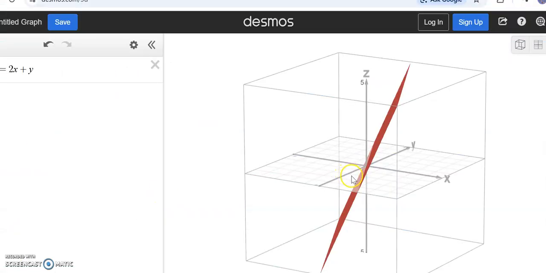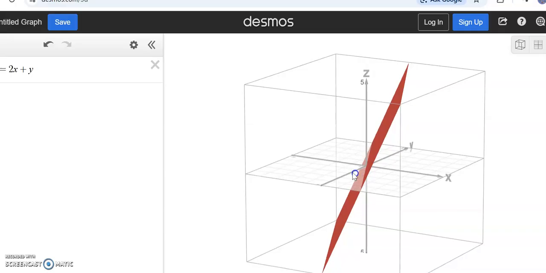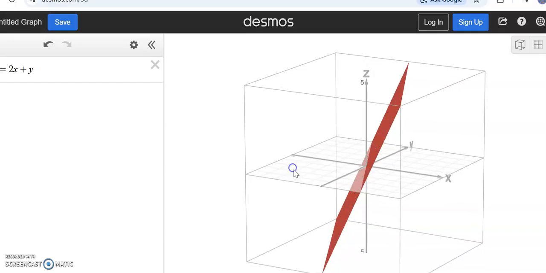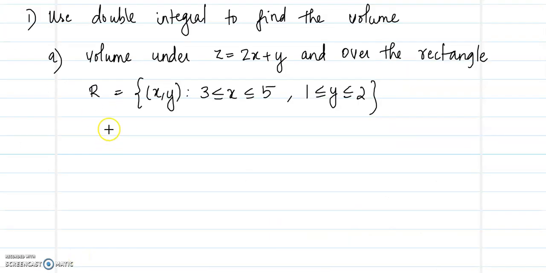So this is how the surface will look like. So here we have the surface z equal to 2x plus y and the rectangular region will be in the xy plane. So we need to find the volume. By the formula for volume as a double integral, volume will be given by double integral over R f of x, y.